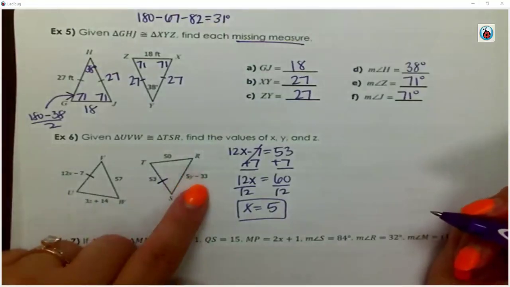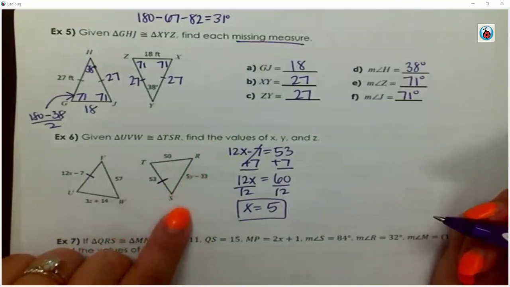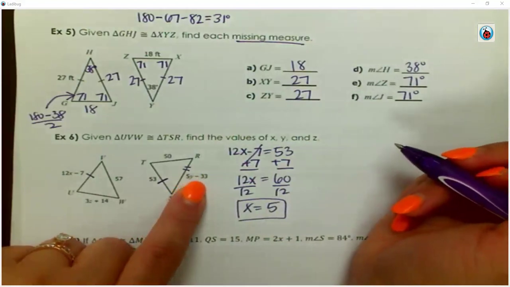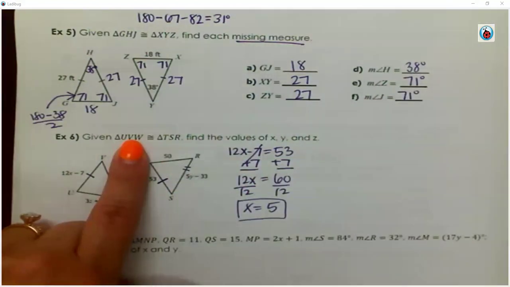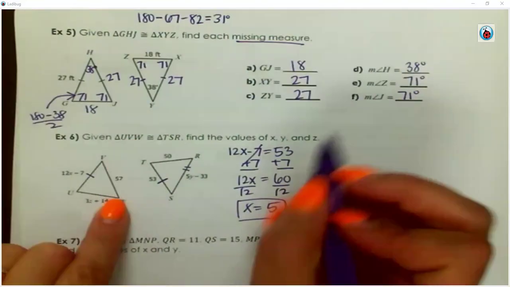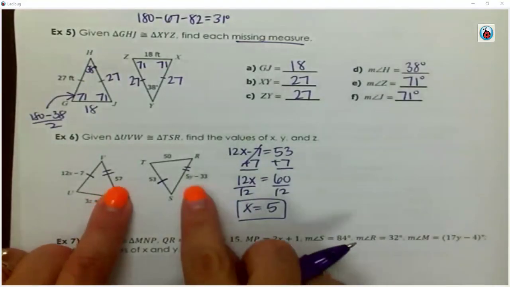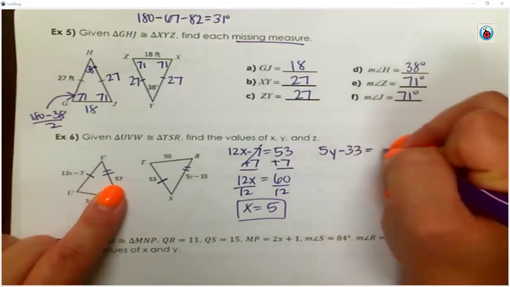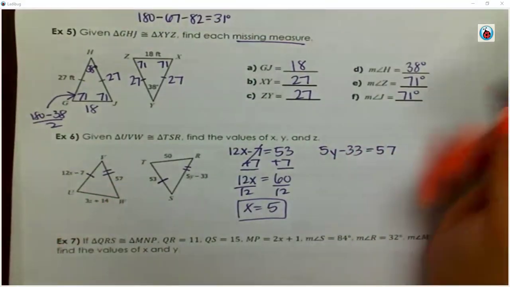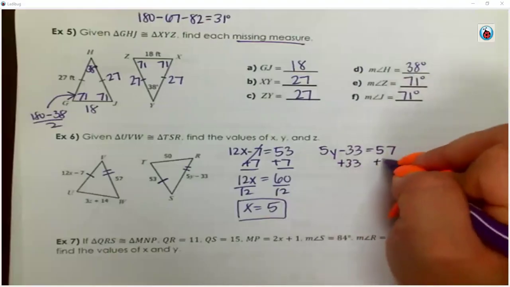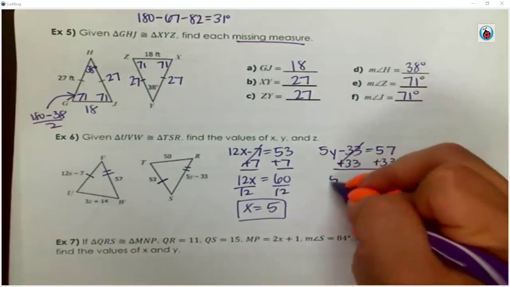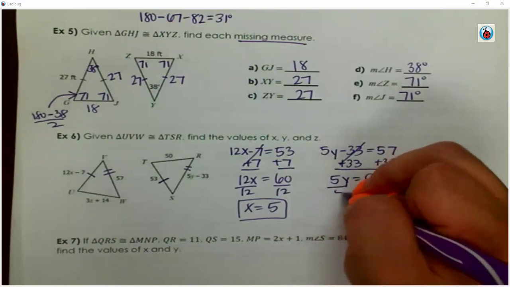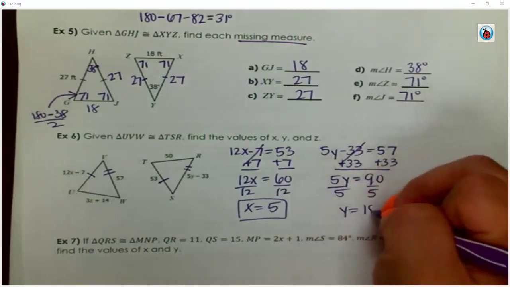Now, y is located here on SR. So side SR, I'm going to mark with the second tick marks, or 2 tick marks, is congruent to VW. So to find the value of y, I'm going to set 5y minus 33 equals 57. Now, to solve, I'm going to add 33 to both sides. This is gone. 5y equals 90, because 57 plus 33 is 90. And then I divide by 5, and y equals 18.